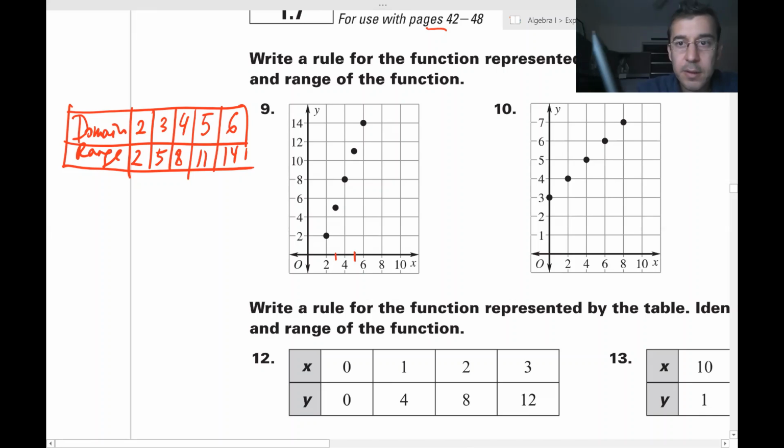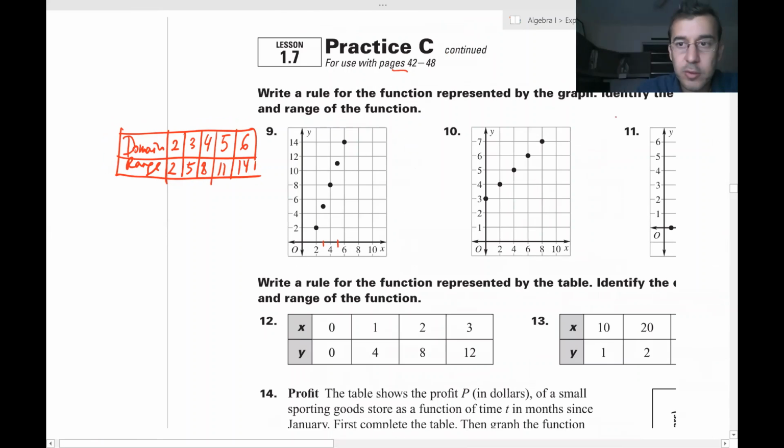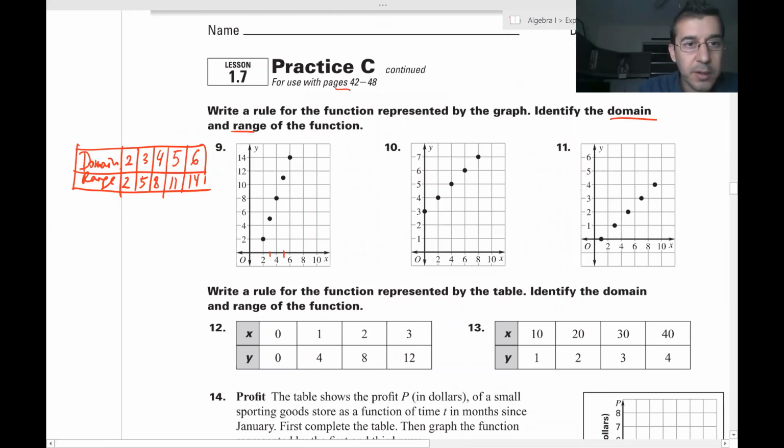Identify the domain and range. The domain values are 2, 3, 4, 5, 6. The range values are 2, 5, 8, 11, 14. Write a rule for the function. We can see that the domain values increment by 1, and the range values increment by 3, right? So the function would be y equals 3x.